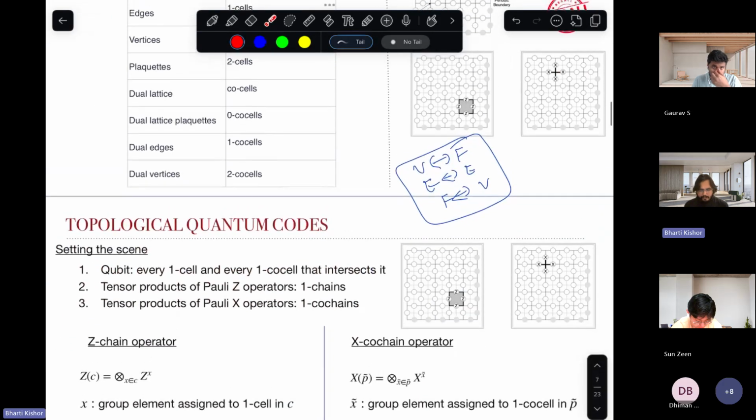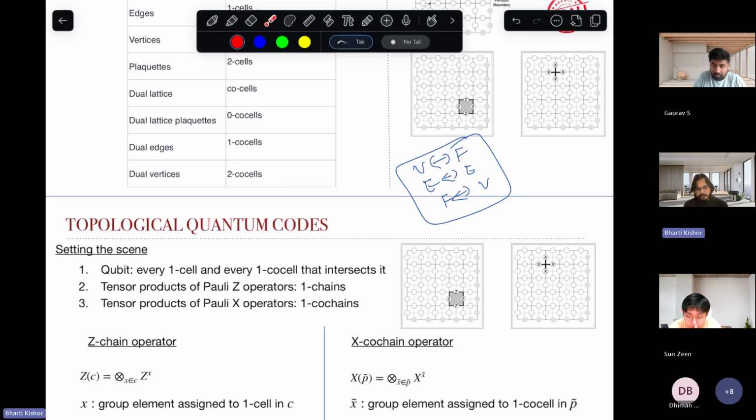So what is a qubit in this language? It's an intersection point of a one-cell and a one-cocell. Where we were saying qubits were placed at edges, actually they were placed at the intersection of edges and the dual edges, the edges of the dual lattice. So in this language, a qubit corresponds to every one-cell and every one-cocell that intersects it. So that's where you have qubits.